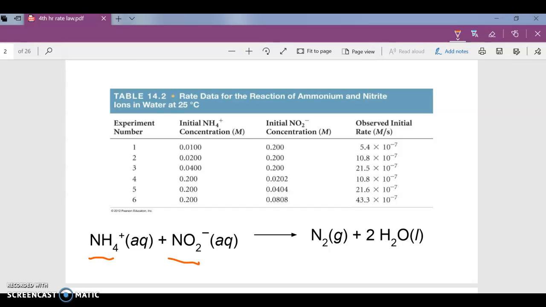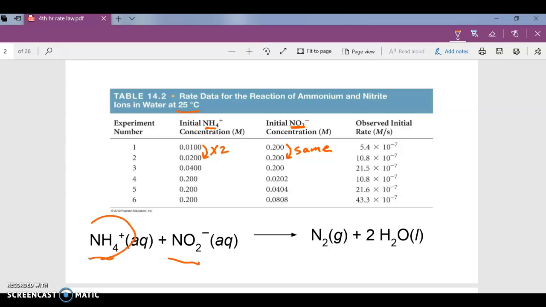So take a look, I've got NO2 in this middle column and NH4 in the left column. I can see right here off the bat that these are kept the same. So the only variable that I'm changing in this is not temperature at all, because it's all at 25 degrees Celsius. I'm just changing the concentration of my NH4. I've doubled it. It went from 0.01 to 0.02.